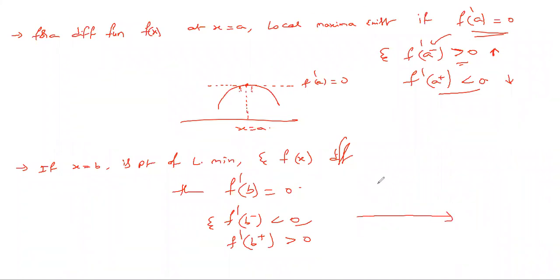Consider the graph for the point of local minima. I'm considering here x is equal to b. You can see f dash of b minus is less than 0 because it is decreasing. F dash of b plus is more than 0 because it is increasing. That's it. At b, differentiation will be 0, because at b the tangent to the curve is flat, that means parallel to the x-axis, its slope will be 0. I think it is very clear.